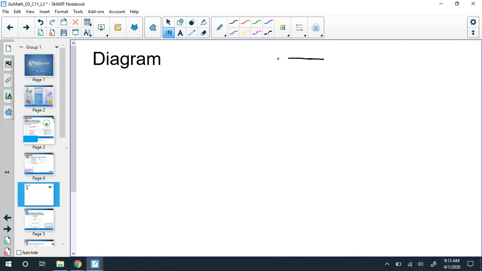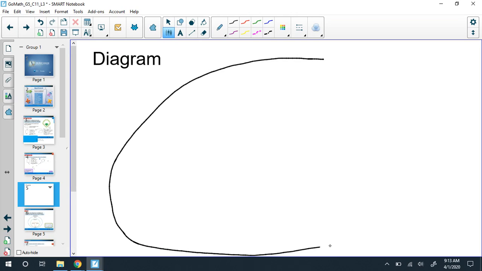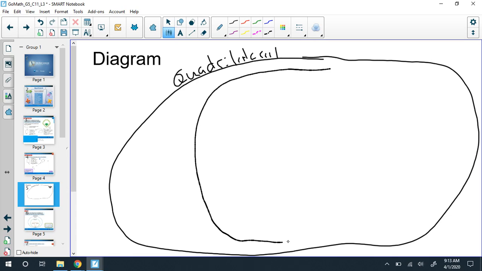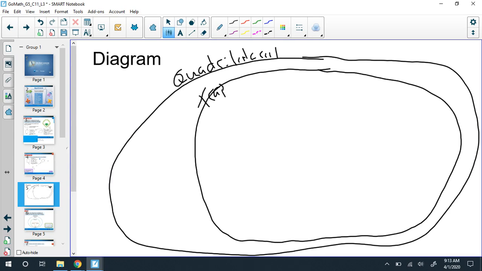In this diagram, we're going to draw a big blob here, and everything inside of this blob will be a quadrilateral. Right? So everything inside of it is going to be a quadrilateral. Now, inside of our quadrilateral, we can also draw another really big blob, and everything inside of this blob will be a trapezoid. Remember, at least one pair of parallel sides.